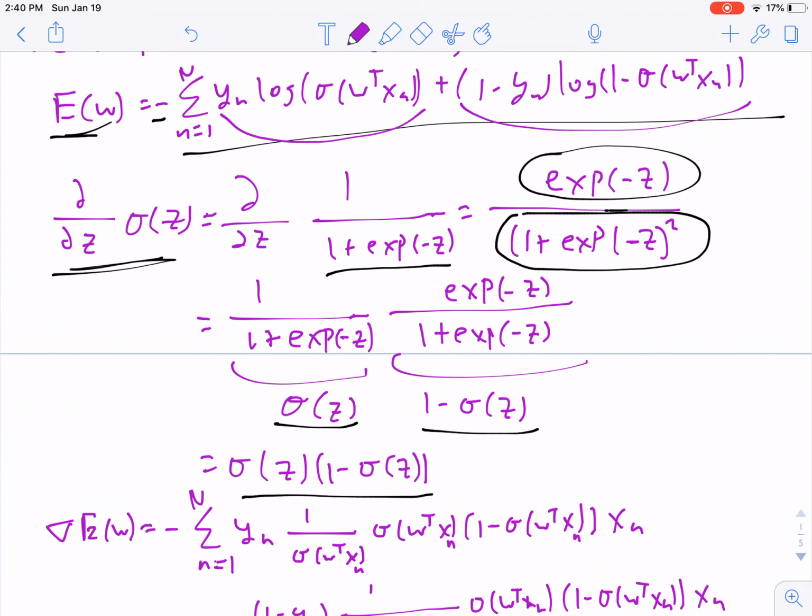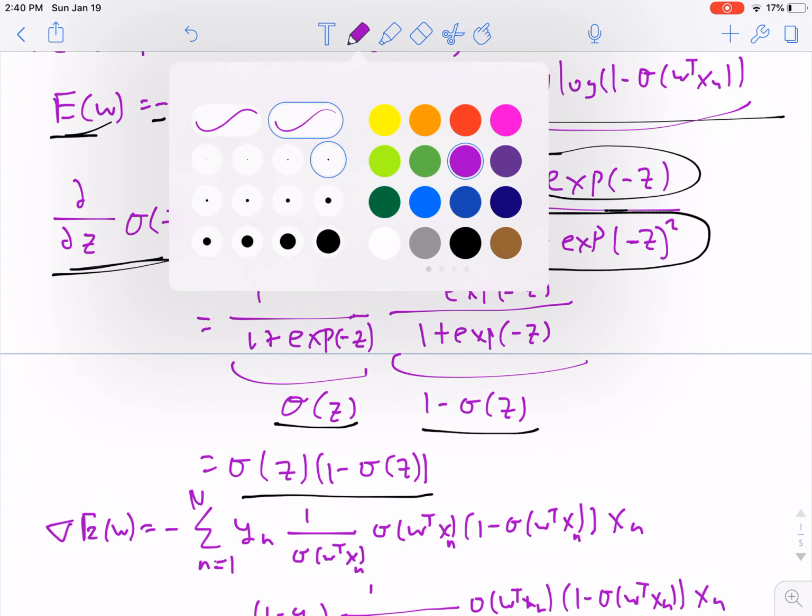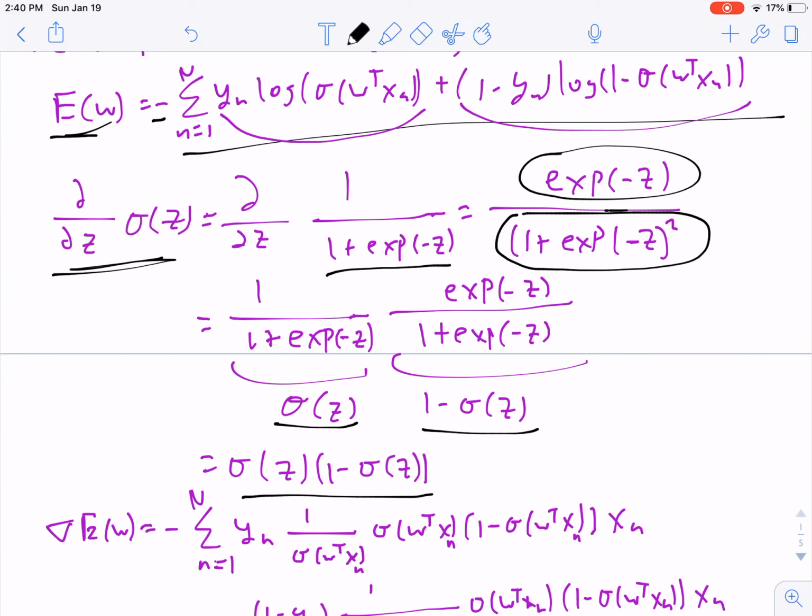So first we have the chain rule. From our log term we have 1 over sigma, or 1 over the sigmoid function of w transpose x_n, and then we have the derivative of the actual sigmoid function on the inside, and that gives us this, just like we differentiated above, and then the gradient of w transpose x_n with respect to w, as we've discussed before, is just x_n.